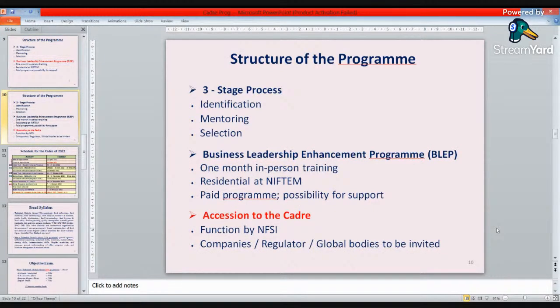And these 100 people, after this mandatory training, will accede to this cadre. We call it accession to the cadre. We give you a certificate. It will be a function which will be organized by the Nestle Food Safety Institute.